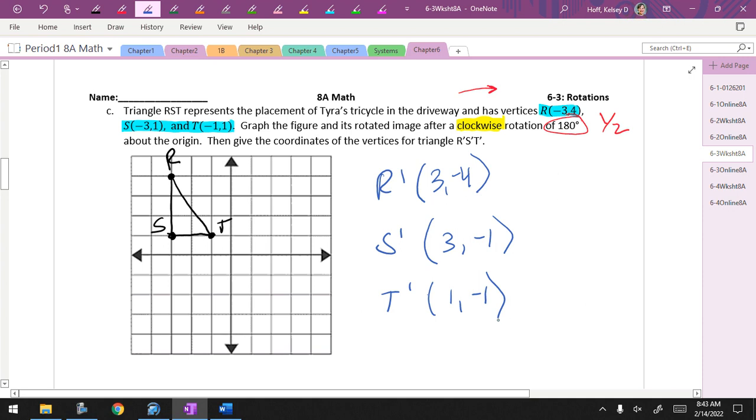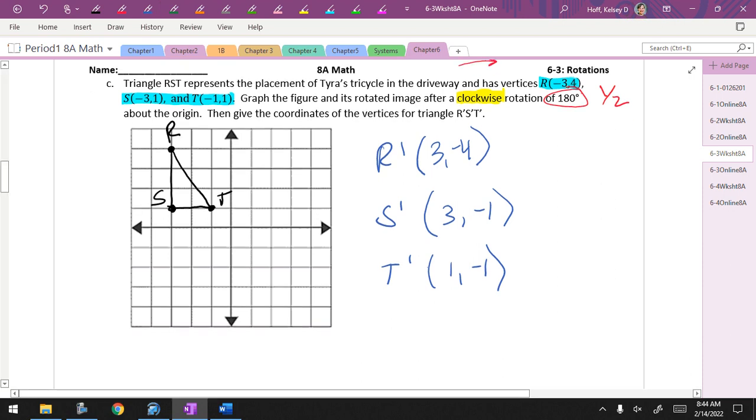Now go plot those points. Go plot those and label them. R prime, S prime, and T prime. Reset your paper and go plot those new points.